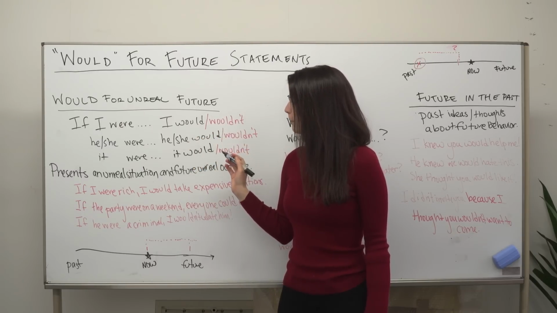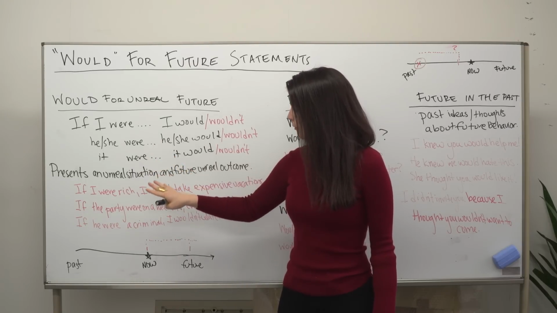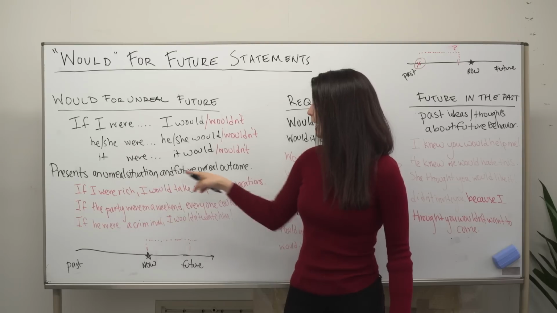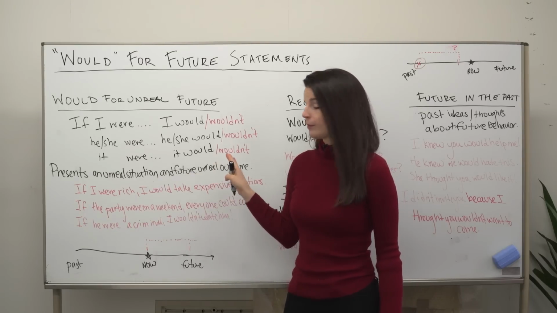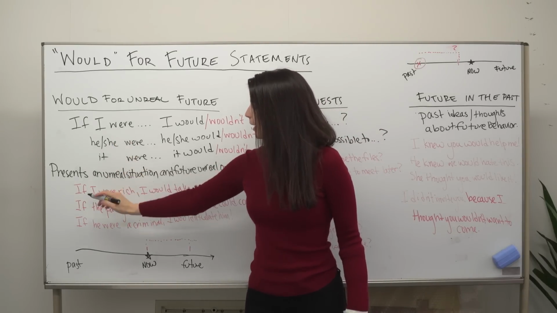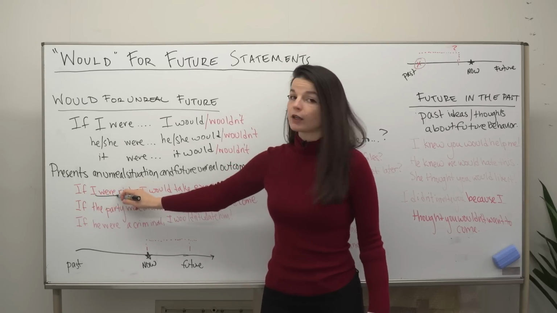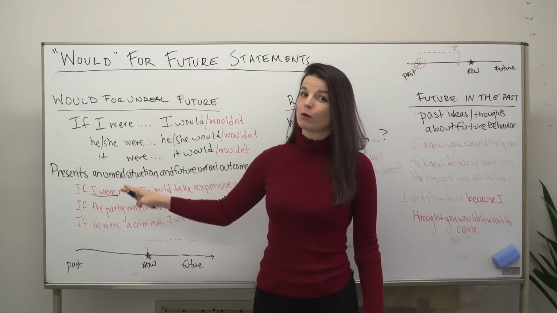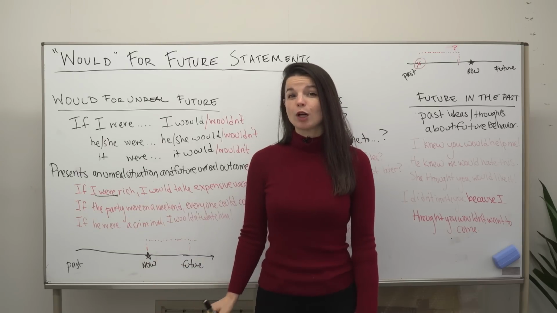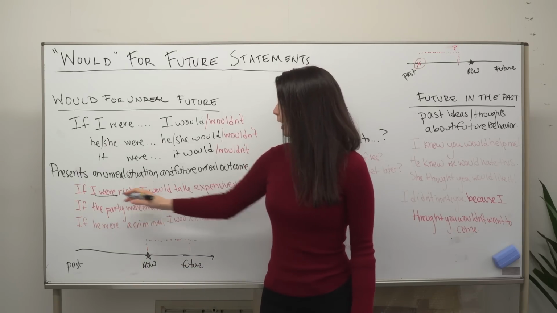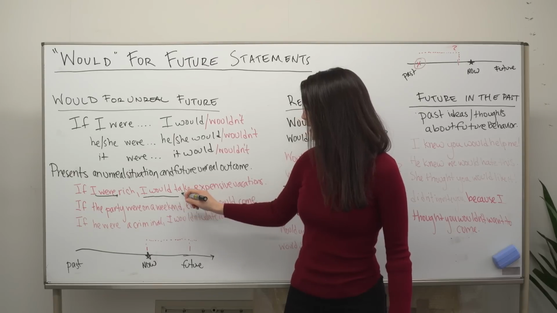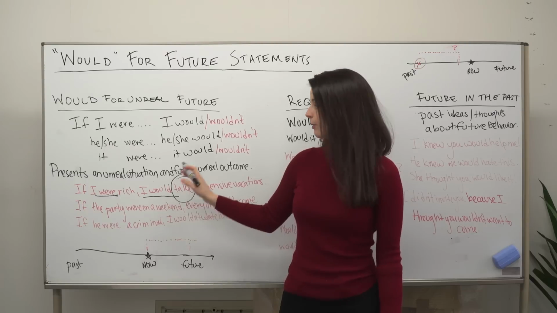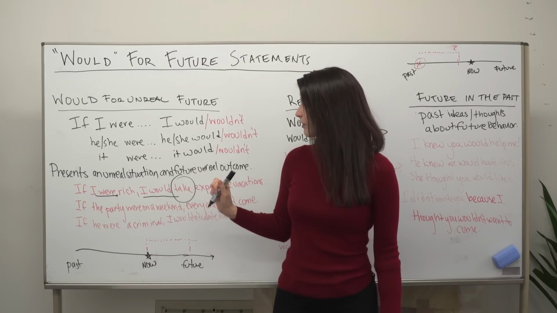But I want to look at some finished example sentences here that present an unreal situation and a future unreal outcome. So here I have the same pattern. If I were, we'll use this were, if I were, not if I was, but if I were. You will hear native speakers use if I was. It's not really a communication problem, but were is correct. If I were rich, I would take expensive vacations. So here you see that would is followed by the regular verb. I would take expensive vacations.